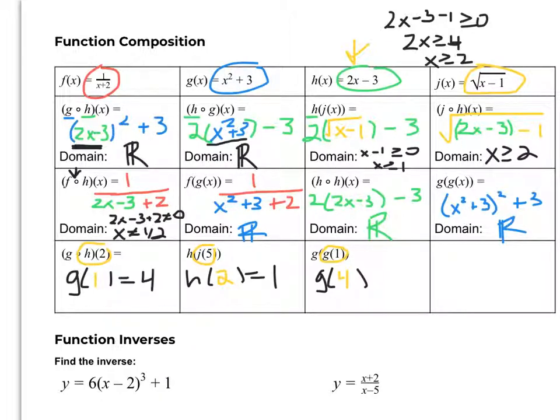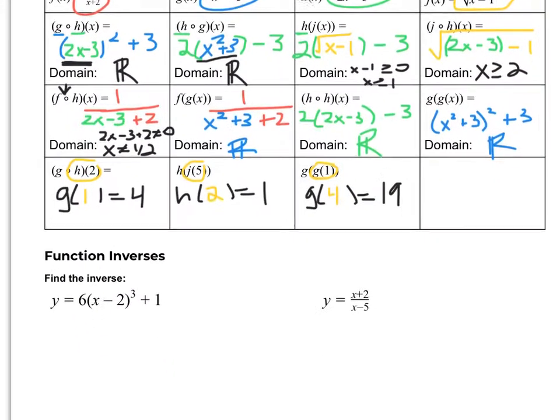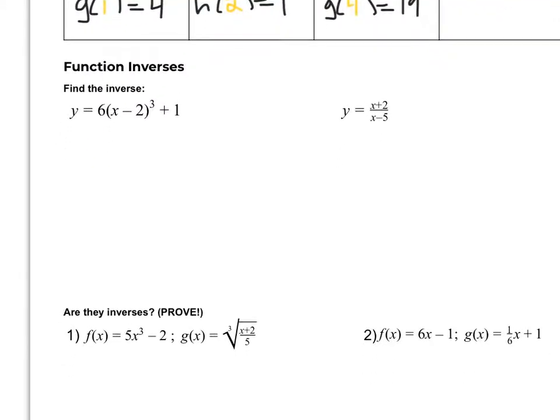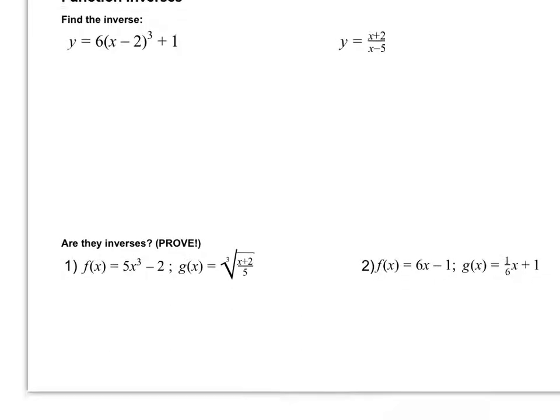And now I'm going to plug 4 back into g. So 4 squared is 16, plus 3 is 19. So that was function composition. And the last thing from that unit was function inverses.